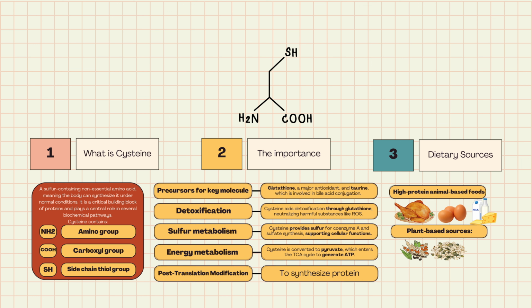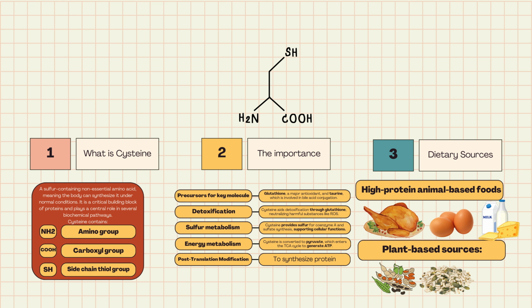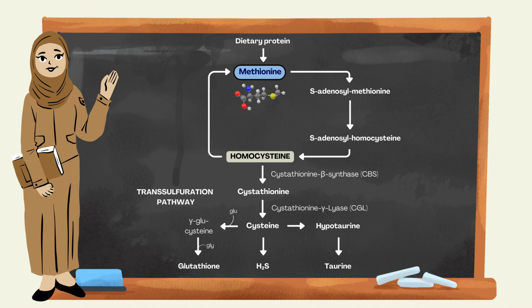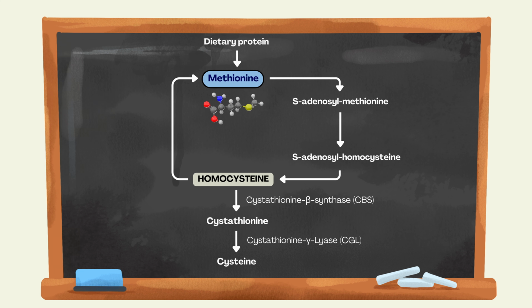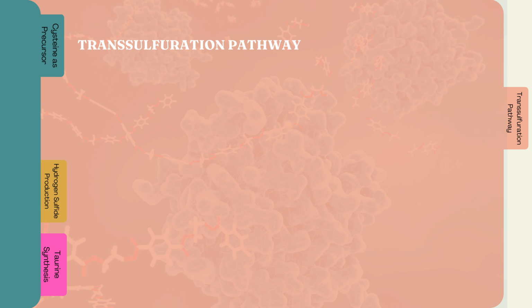Sources of cysteine include high-protein animal-based food and plant-based sources like legumes and seeds. In general, this is the whole process of metabolism of cysteine. Now let's move on to the transsulfuration pathway.